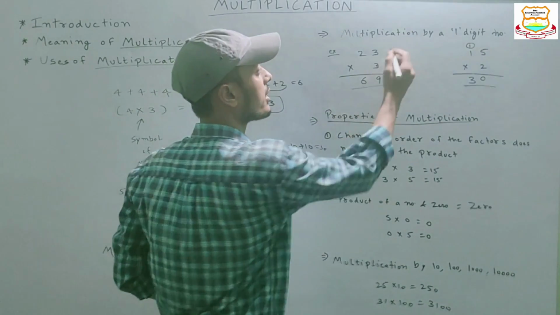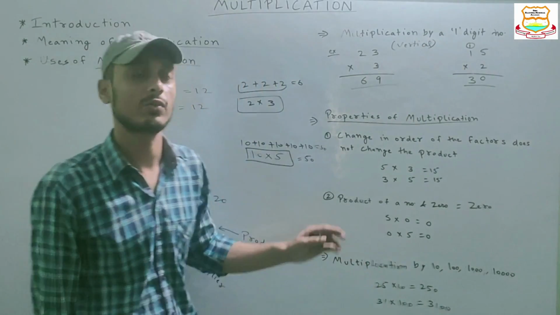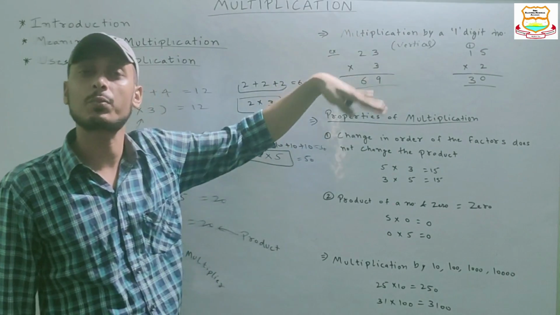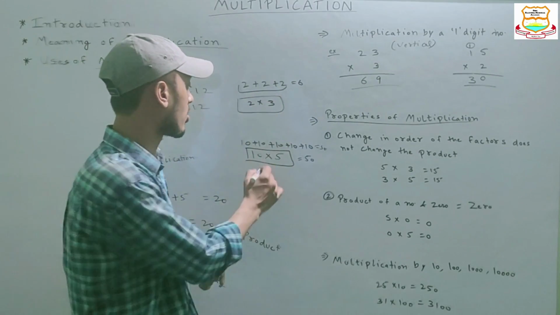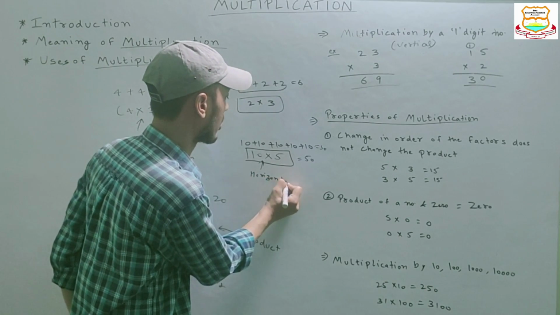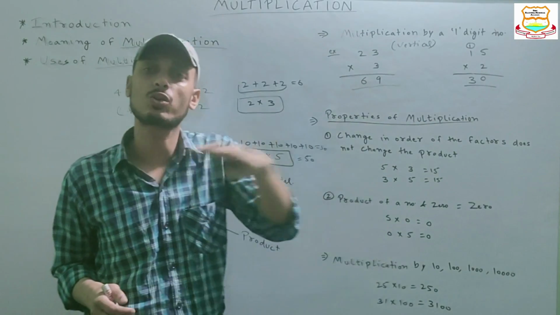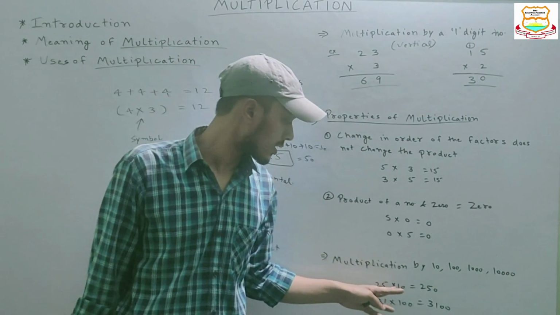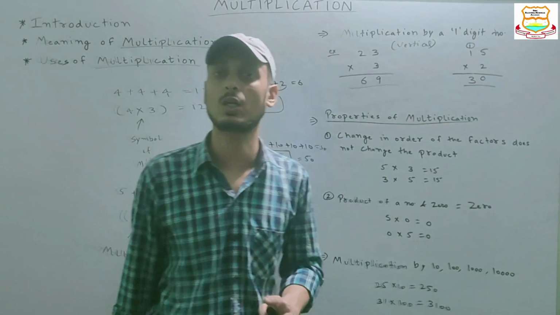This is called vertical multiplication. Why is this called vertical? Because the numbers are written vertically up and down. Got it? There can also be horizontal multiplication. This is called horizontal multiplication, because these factors are written in a horizontal row. So let us come back to the topic, multiplication by 100, 10, 1000 or 10,000.